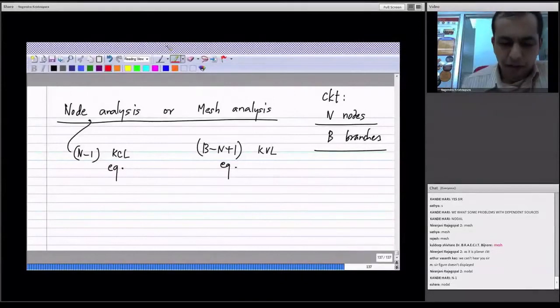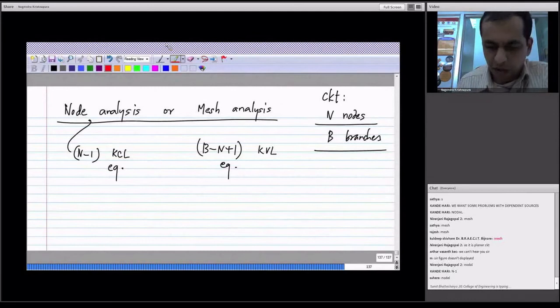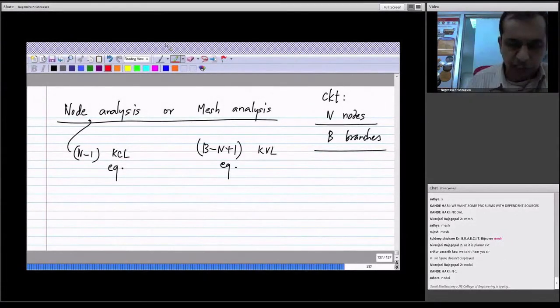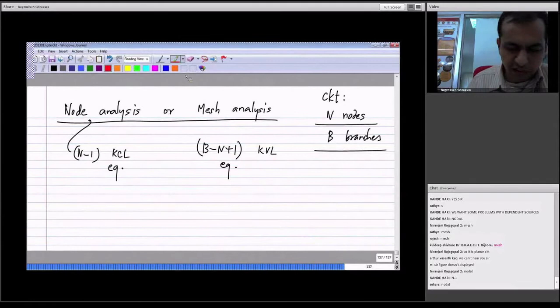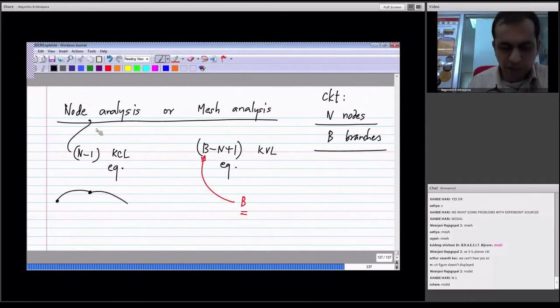Again, many of you have said nodal. Now it depends on the number of branches. So it very much depends on b, right? And also it depends on the circuit, because for instance I could have a circuit like this. Now these dots are nodes and the rest are branches. You can see that there is a single loop but so many different nodes.